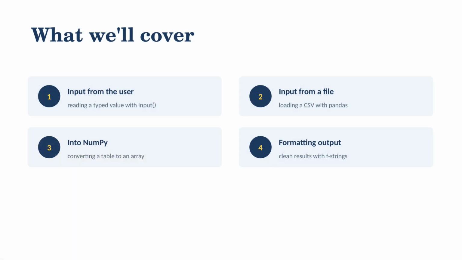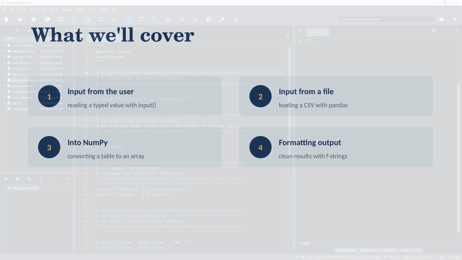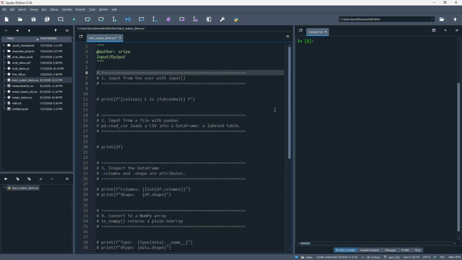The first is the user typing a value into the console. The second is a file, which is how you handle any dataset bigger than a few numbers. For the file side, we'll use a new library, Pandas, and for the output, we'll format our results with Python f-strings. The most direct form of input is the input function.